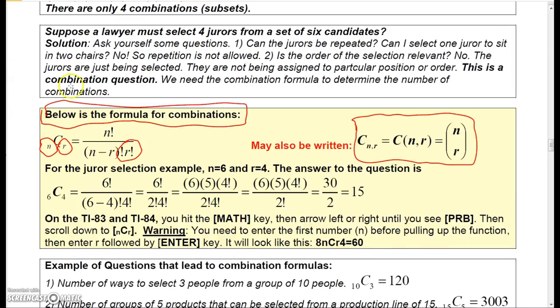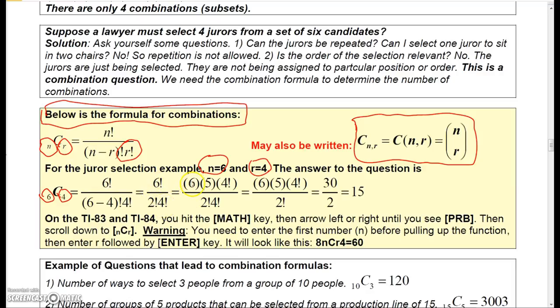Now up here I had a juror selection example, and for the juror selection example we had 6 jurors total and we had to choose 4. And it was a combination problem because I didn't care about the order of selection, I just wanted to know how many subsets were possible. So that would be out of 6, select 4. Using the formula for combinations, I get 6 factorial over 6 minus 4 factorial times 4 factorial, which is 6 factorial over 2 factorial, 4 factorial.